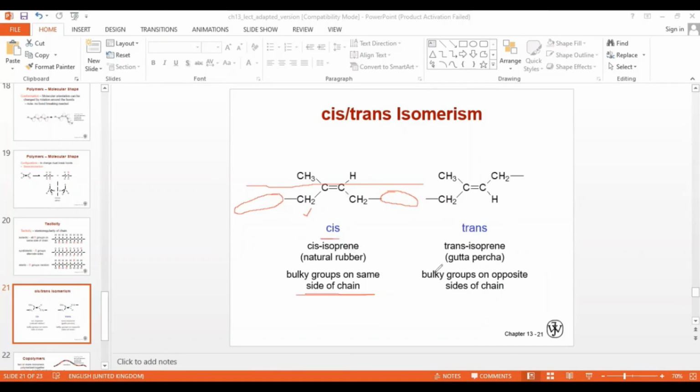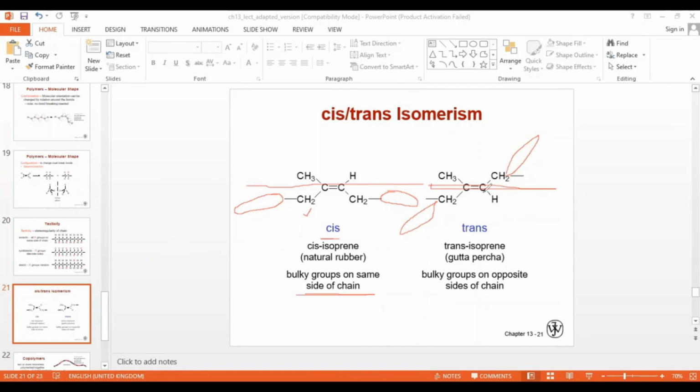We'll see what trans is: bulky groups on the opposite side of the chain. I told you, since it has a line, this is a kind of bulky group. Since this also has a line, this is also another chain. So here, this bulky group and this bulky group are on the opposite sides of the chain. This is a chain, this is one side, this is the other side. Also, this and this are small groups. They are automatically going to be on the opposite side of the chain.